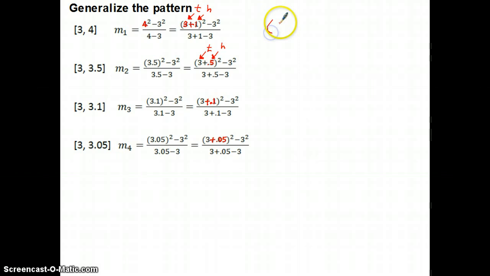So I would say here that if I was going to generalize this overall pattern, I would say that this is (t plus h) squared minus t squared, over (t plus h) minus t. So this is a generalization of our pattern so far.